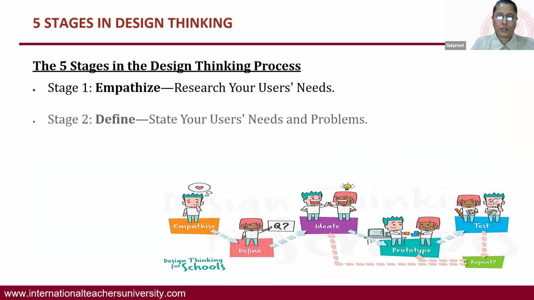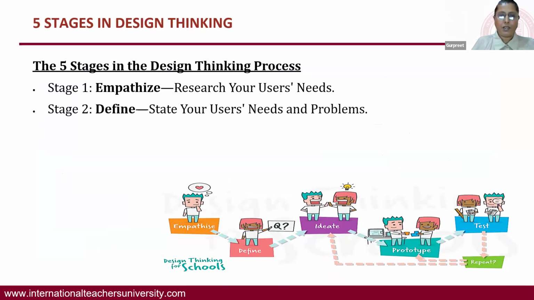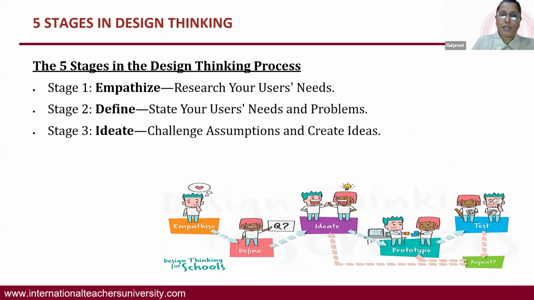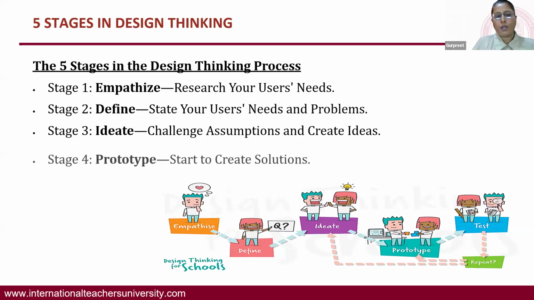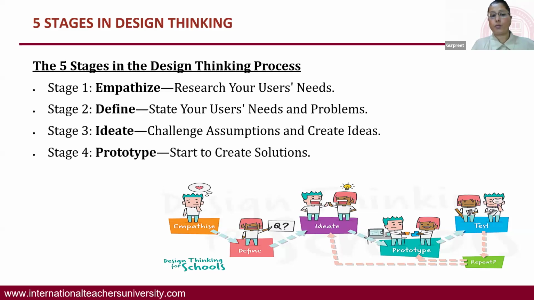If we are an educator, stage 2 means defining. You state your learner's needs or user needs and problems. Stage 3 is ideating, means you will work upon defining that problem and work upon its solution. Try to take out the solutions of that problem. And stage 4 is creating a prototype. That is, you will create a solution for that problem. And last but not the least is stage 5, when you are testing your solutions out with the learners.